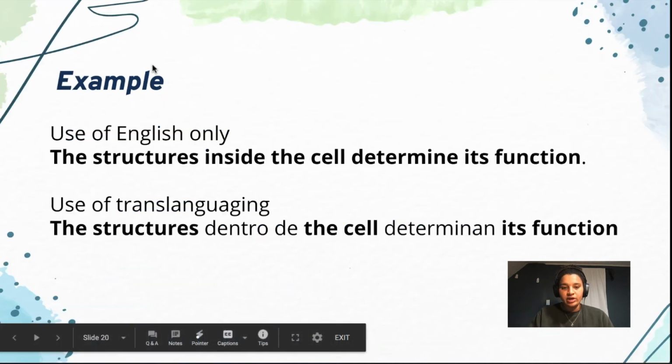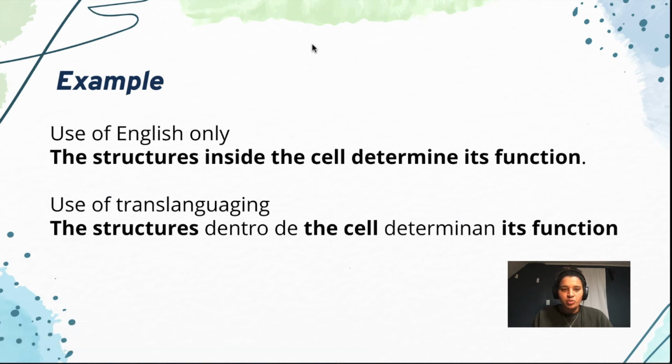So here's an example of translanguaging. I just gave a random example, but again, this can be used for instructions. It can be used in text. It can be used for questioning. Again, this shows the use of English only, the structures inside the cell determine its function, and then the use of translanguaging.